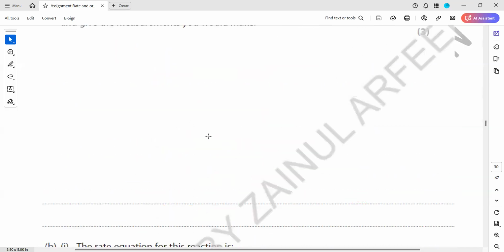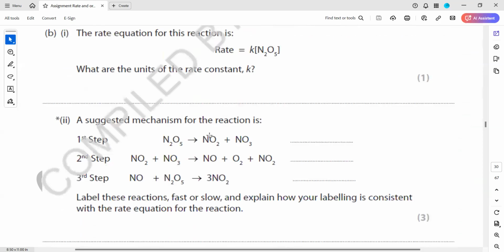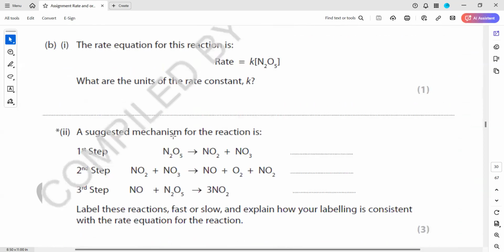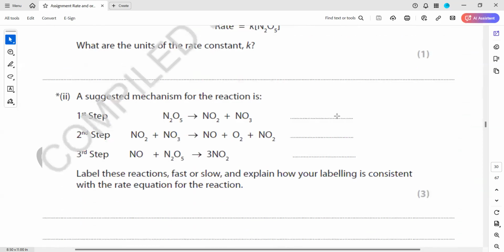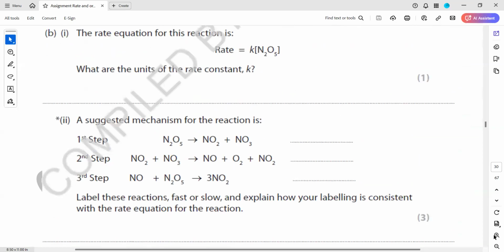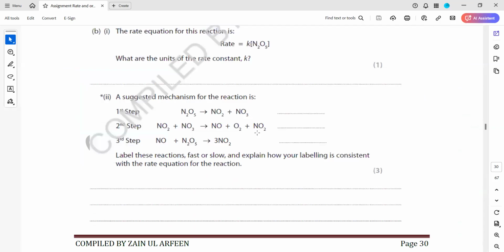Now, a suggested mechanism is there. It is suggested that this is a mechanism for the reaction. The first step, N2O5 decomposes to form NO2 and NO3, and then NO2 and NO3 combine to form other products. And then the third step. Label these reactions as fast or slow and explain how your labeling is consistent with the rate equation in this question.